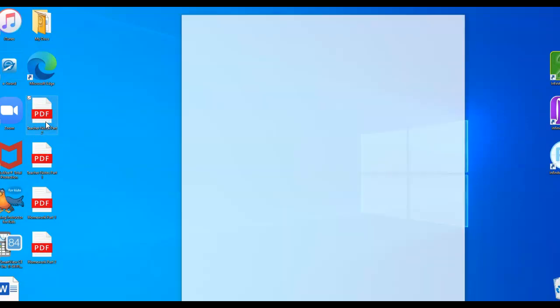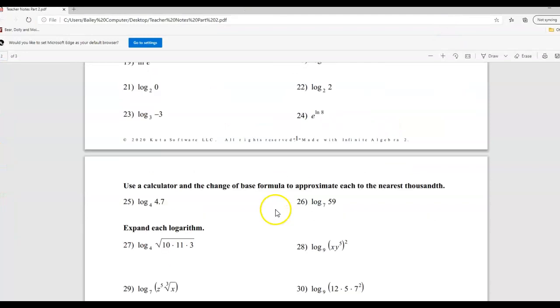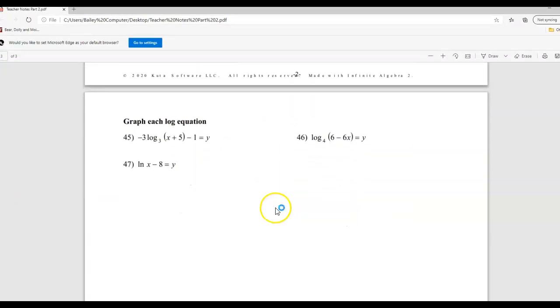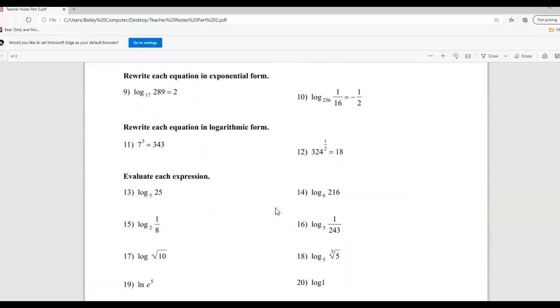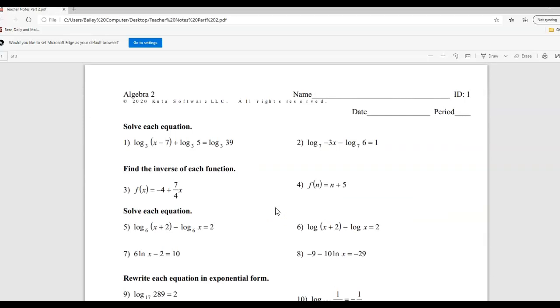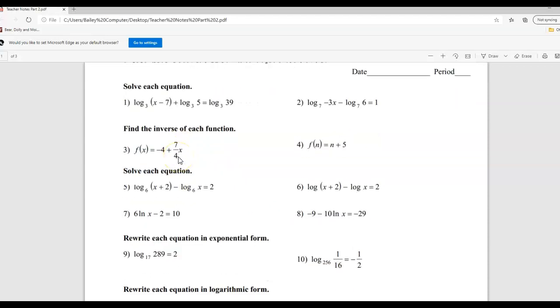Let's go ahead and take a look at logarithms. Now there's a lot of problems on here. I am not doing all of these. I'm just going to do the odd problems here for the most part. I might do a few different ones along the way, but for the most part, about half. You don't have to watch this whole video, you just need to watch the parts that you feel like you need help with.